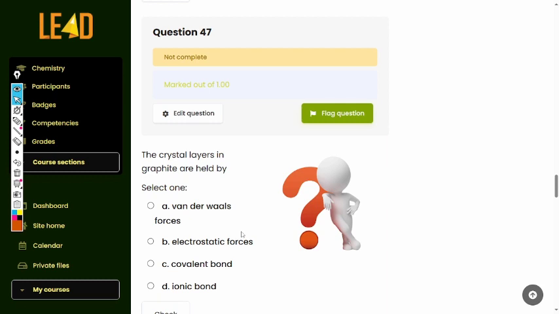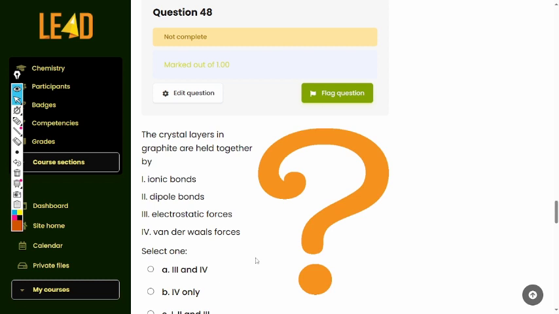47. The crystal layers in graphite are held by... so graphite is an allotrope of carbon. So graphite has carbon atoms bonded together, but then the structure of graphite is such that it is in layers, and these layers can slide over each other because the bond between the layers is a weak van der Waals force, and that's why it's able to slide over each other. And that's the reason why graphite can be used as a lubricant, because of how the layers slide over each other, and so there's fluidity there. So the answer is A.